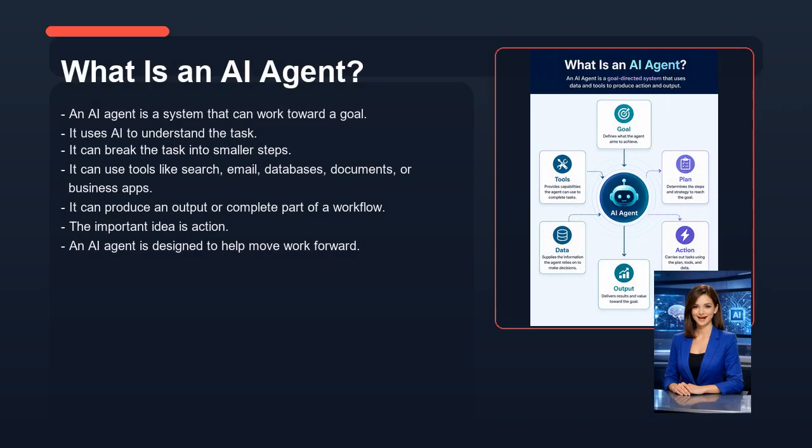Now let's look at what is an AI agent. An AI agent is a system that can work toward a goal. It uses AI to understand the task. It can break the task into smaller steps. It can use tools like search, email, databases, documents, or business apps. It can produce an output or complete part of a workflow. The important idea is action. An AI agent is designed to help move work forward.